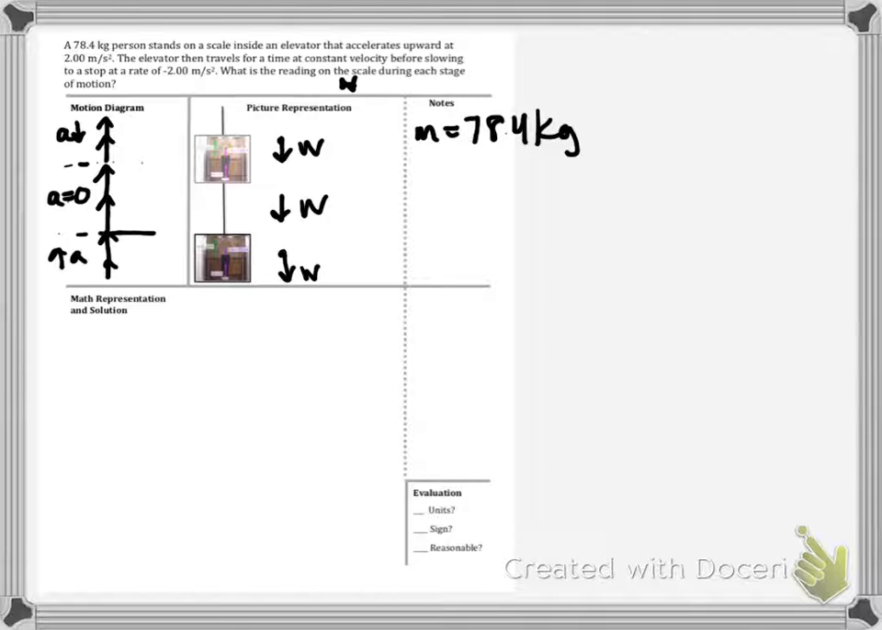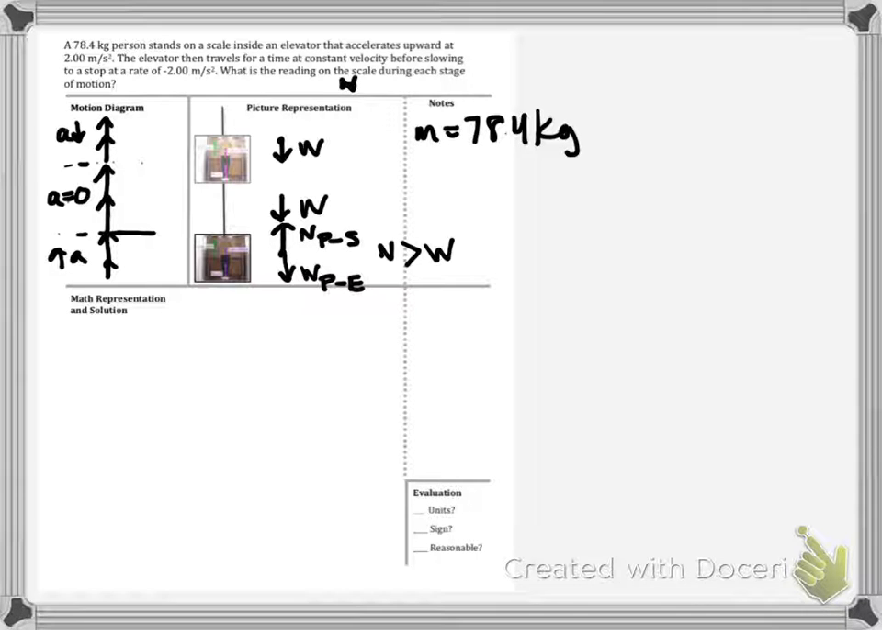So if I have acceleration up, that must mean that I have more up force than I do down force. The person is only in contact with the scale. So there has to be a normal force on the person by the scale. Weight vector is on the person by the earth. Normal is greater than weight, greater in magnitude, a bigger number of newtons.